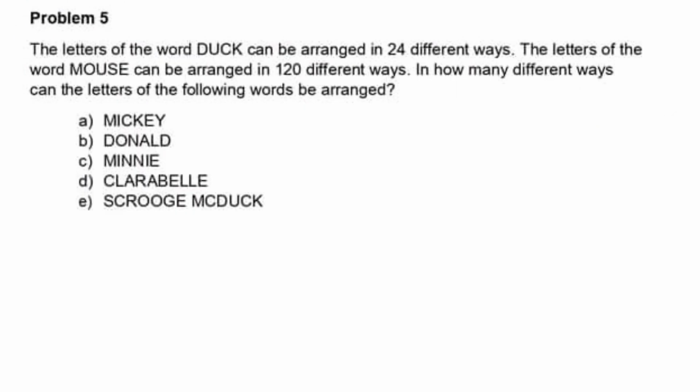The fifth question is from permutation and combination. Let's read the question. The letters of the word DOG can be arranged in 24 different ways. The letters of the word MOUSE can be arranged in 120 different ways. In how many different ways can the letters of the words be arranged? The words are given below. There are a total of 5 different words and you need to find in how many ways the letters of the words can be arranged.